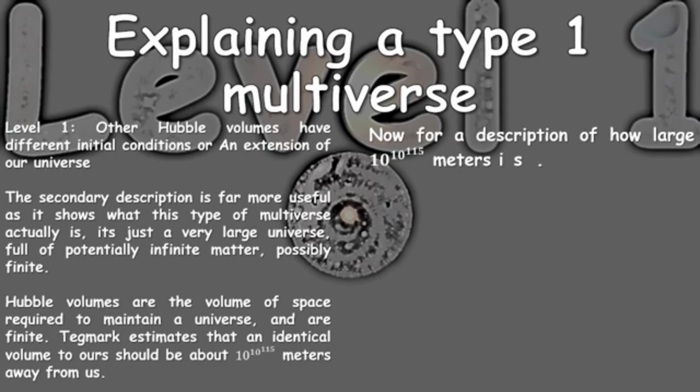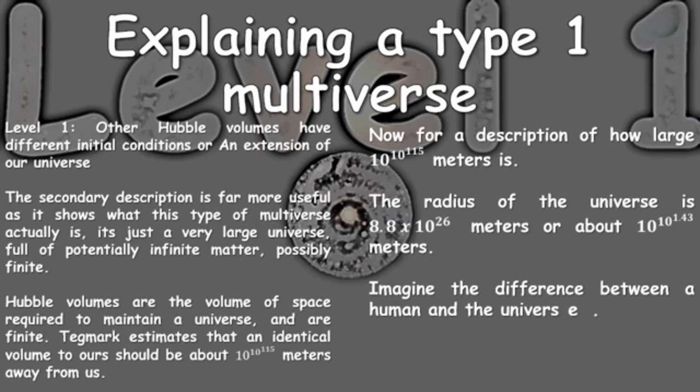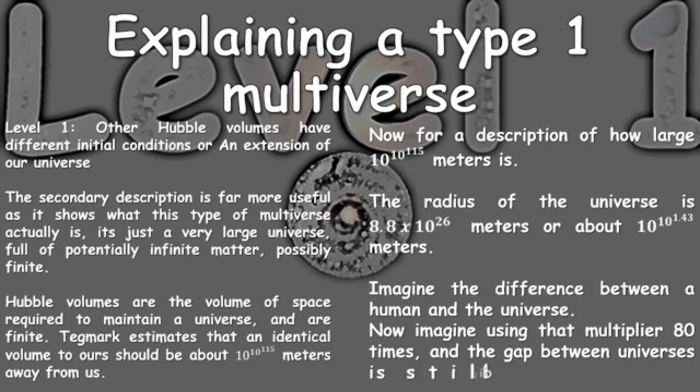Now, for a description of how large 10 to the 10 to the 115 meters is, the radius of the observable universe is 8.8 times 10 to the 26 meters, or about 10 to the 10 to the 1.43 meters. So imagine the difference between a human and the universe. Think about the multiplier difference. Now imagine using that multiplier 80 times, and the gap between each universe would still be bigger. A very large number, but still finite.